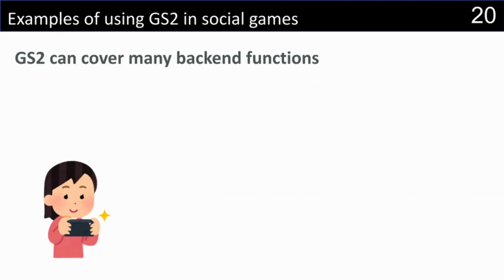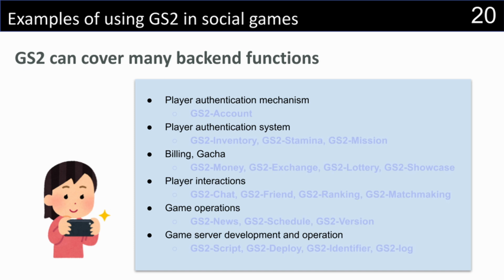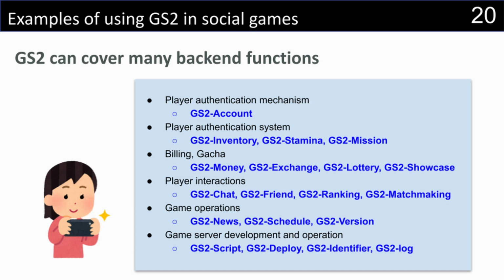As you can see from the features introduced thus far, GS2 is equipped with numerous functionalities tailored for social game backends. Depending on the specifications of a social game, GS2 alone can cover all backend functionalities. For instance, essential functions required in a typical social game include mechanisms for player authentication, management of in-game information such as own characters or items, billing, lottery, player interactions, game operations, and game server development and maintenance. In GS2, by combining available services, you can singularly realize these functions.